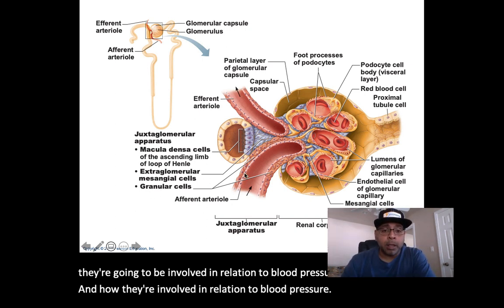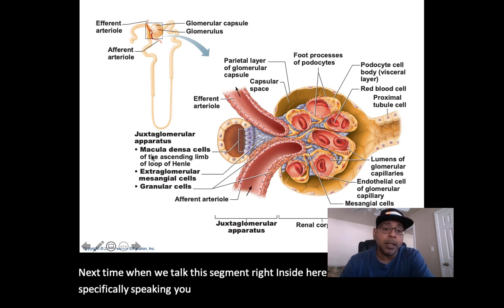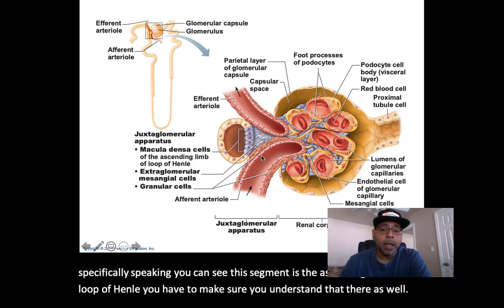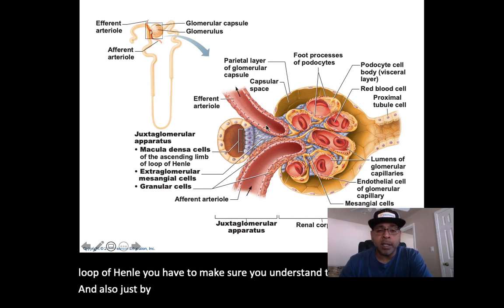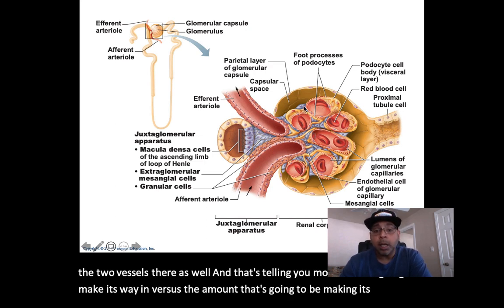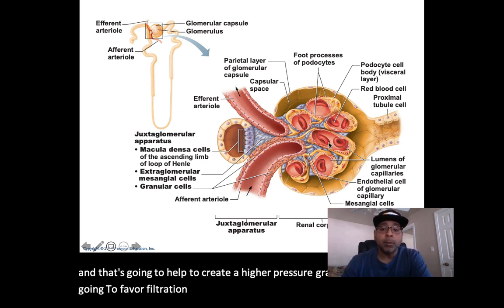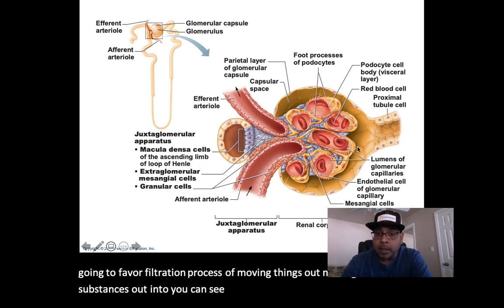Next in here, more specifically, you can see this segment is the ascending limb of the loop of Henle. You have to make sure you understand that as well. And also, just by looking, you can appreciate the size difference between the two vessels. That's telling you more blood is going to make its way in versus the amount that's going to make its way out. That's going to help create a higher pressure gradient inside, which is going to favor filtration, the process of moving substances out into, you can see, the capsular space.